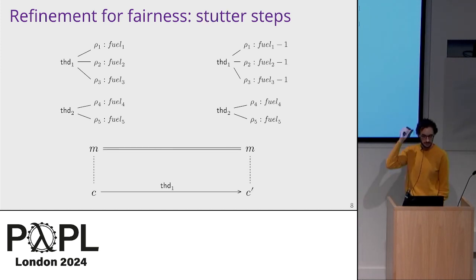Now there's another case. The model can just stutter, and in that case, to prevent infinite stuttering, all the roles have to lose fuel.